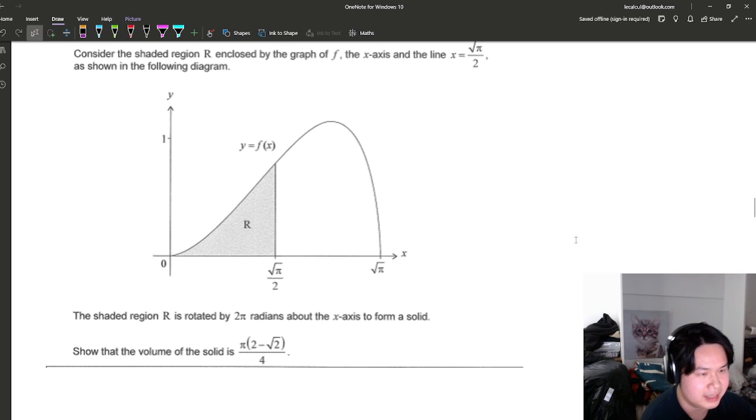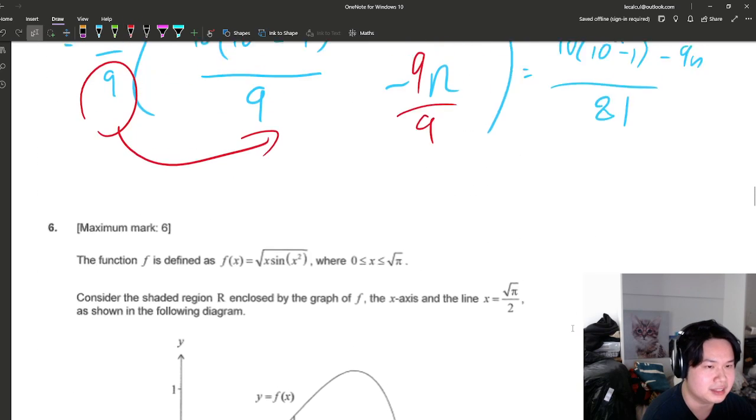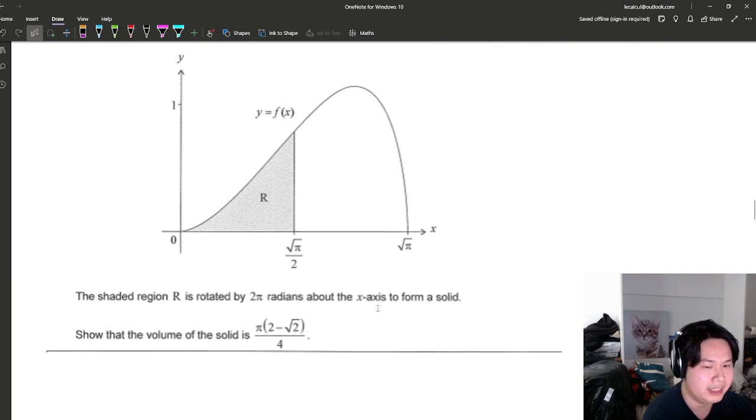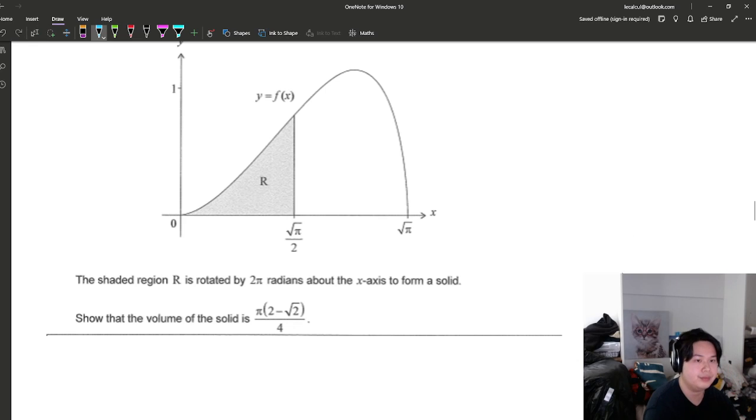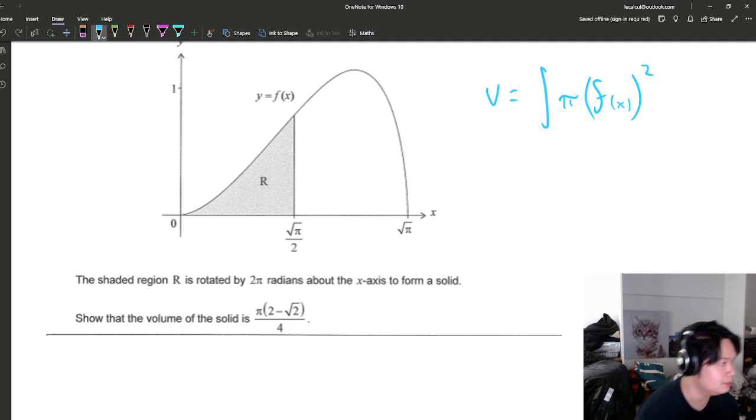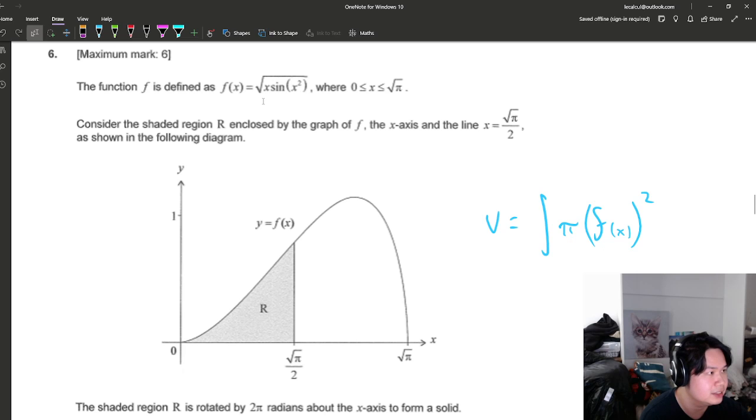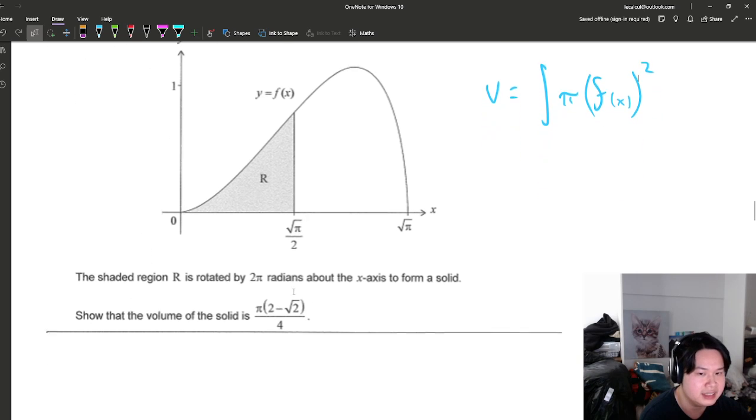Yeah, okay. This is our first HL question. Well, actually, maybe this one is an HL question. This is pretty tough for an SL, to be honest. Okay, we have a volume of revolution. So the volume is essentially just pi r squared. Pi, your radius is the value of the function. And then I'm going to integrate from 0 to root pi over 2. And then here's my function. And then I just need to show that this is the volume.